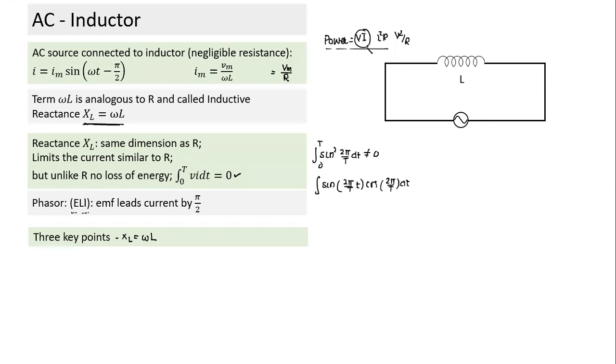Whereas this term Vi, our understanding of Vi in terms of resistance, in terms of DC, is the rate at which energy is lost in the resistance. If I integrate Vi here, it comes to 0. How do we interpret why Vi comes to 0? In the resistor case it is not 0, here it is 0. Otherwise also we understand what is happening in case of inductor.